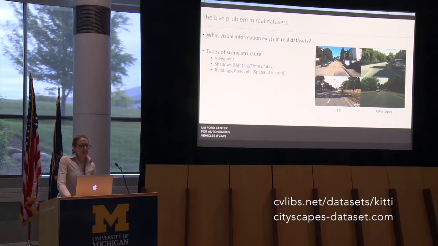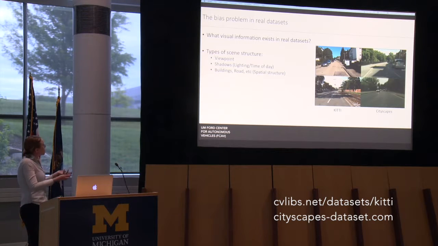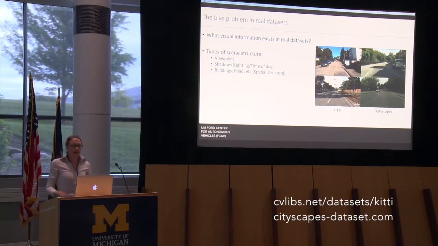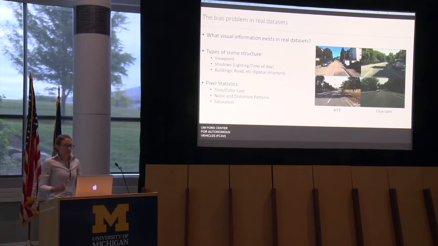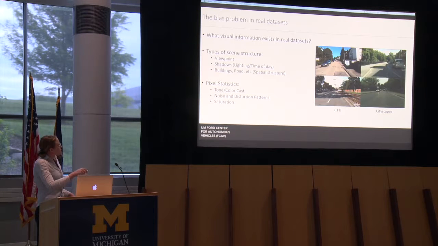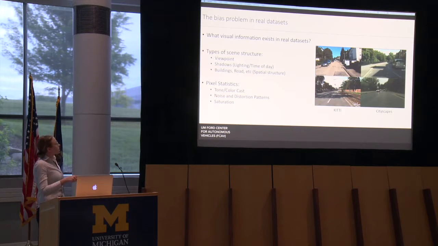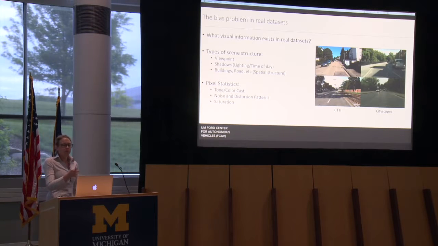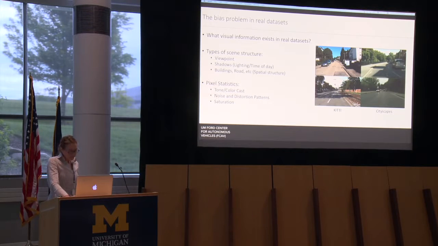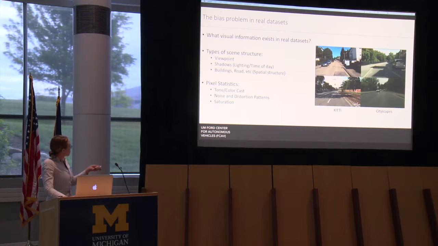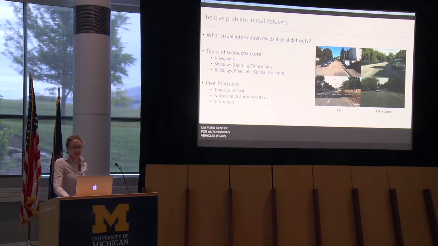And so in these data sets, what we want represented is a variety of different types of scene structure. So this can be different times of day, different shadows, different types of buildings, different road configurations. And we see that KITTI and Cityscapes are very similar when it comes to these types of visual information. However, where they differ is in the pixel statistics. You can see that KITTI is much brighter than Cityscapes, and it's also skewed more towards blue in terms of the overall tone. And so there's this other aspect that we want to pay attention to in our data sets.